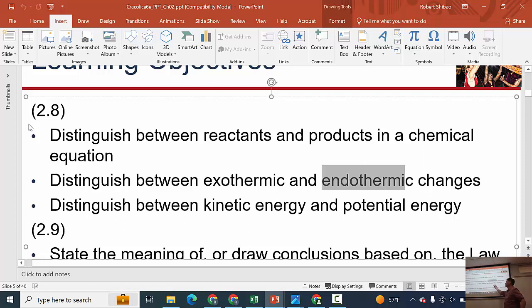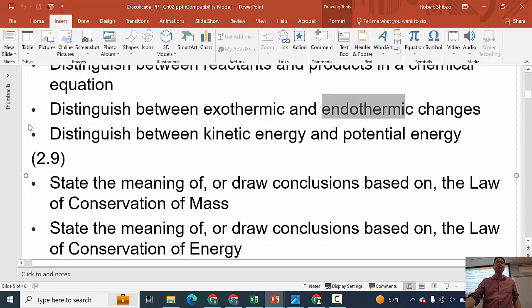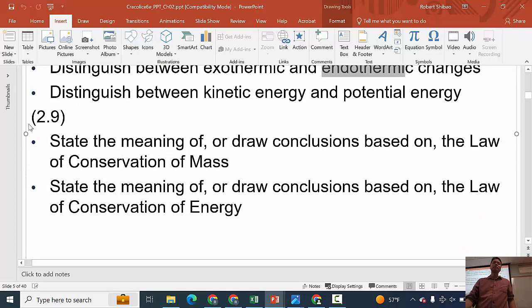And so these are two important topics, and we need to keep those separate. We always keep them separate in our mind, kinetic versus potential energy. All right, just like we have the conservation of mass, state the meaning or draw conclusions based on the law of conservation of mass. We also have the law of conservation of energy. State the meaning and draw conclusions based on the conservation of energy. So there are certain observations that show that energy is conserved, just like mass is conserved.